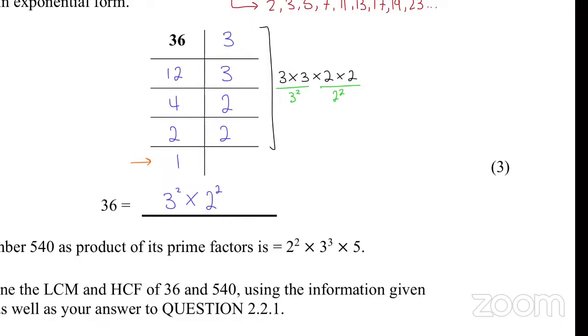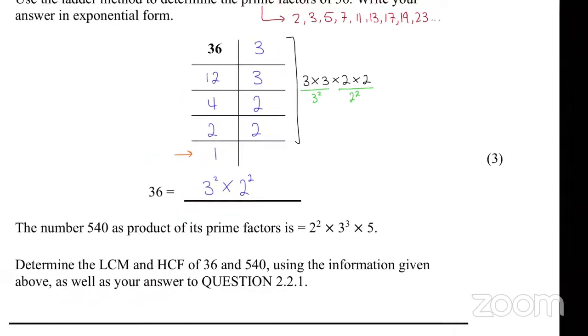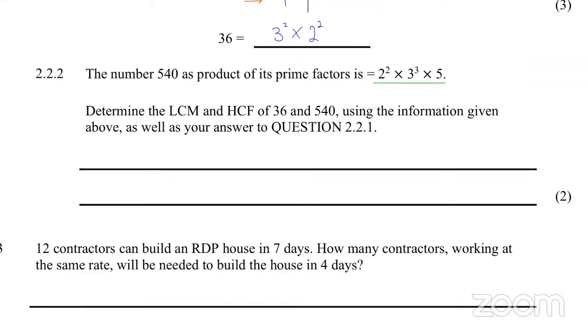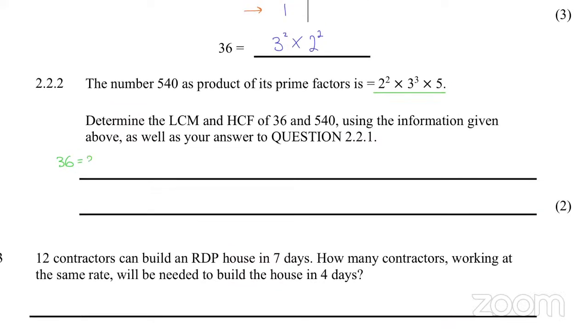Okay, I hope that makes sense. Let's have a look at this. The number 540 as a product of its prime factors is 2 squared times 3 cubed times 5. Let's write this again. 36 is equal to 3 squared times 2 squared, while 540 is equal to 2 squared times 3 cubed times 5.